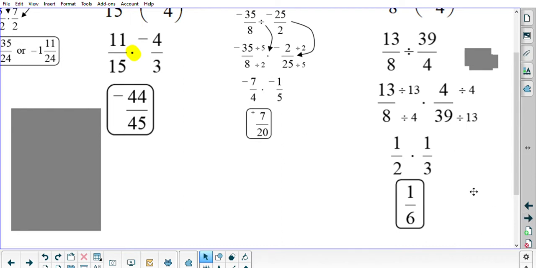If you did not reduce diagonally by 13, then you would have had 13 over, oh, I'm trying to do the mental math here in my head. I forget what it would have been over, but you would have had to reduce both the numerator and denominator by 13. So bottom line, it's easier to reduce before you multiply than multiply and then later reduce.